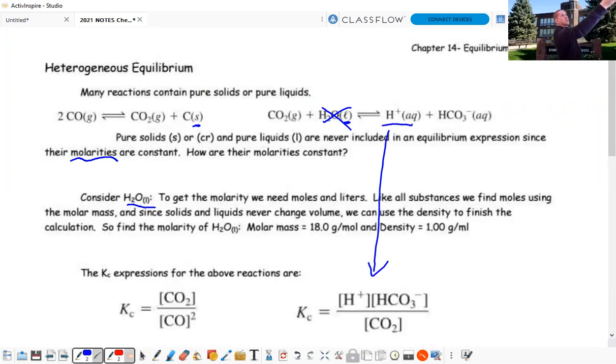So you see the products over the reactant. Coefficients became exponents, but they were all ones, but we left off the liquid water. Same with this one, we're leaving off the carbon, so there's that. Now, why are we leaving those off?